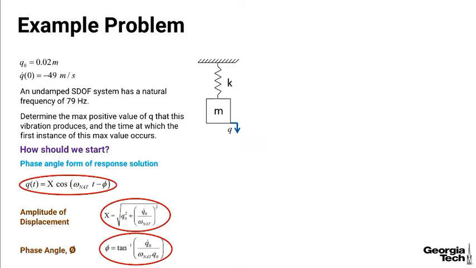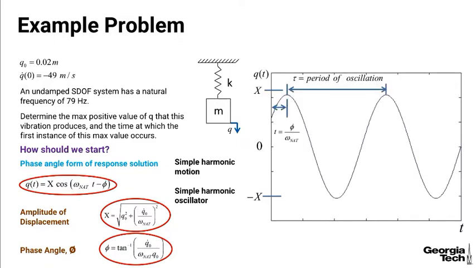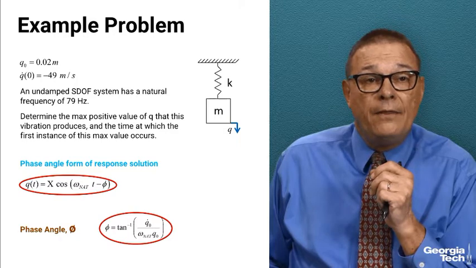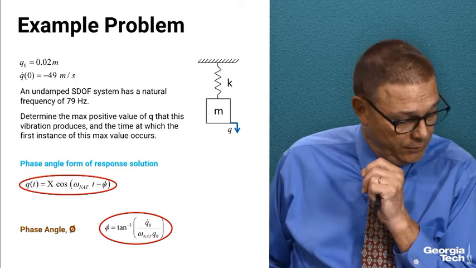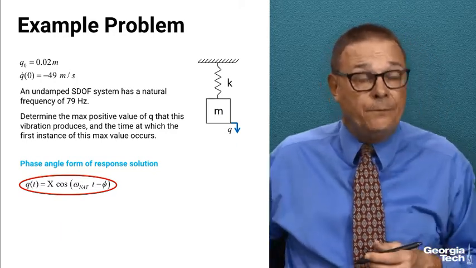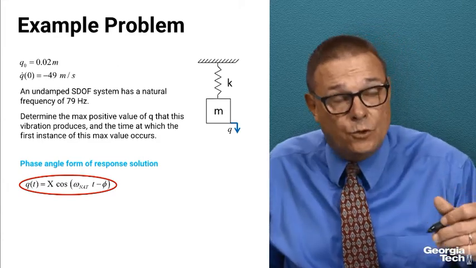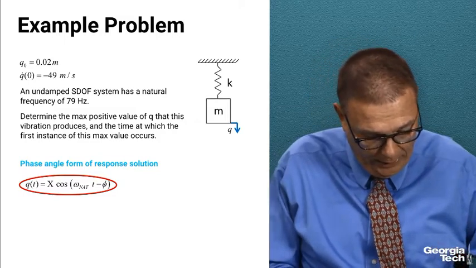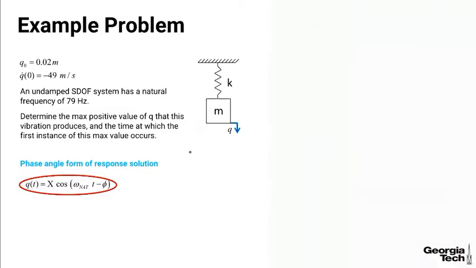And I gave this earlier, the phase angle solution with the amplitude of displacement and the phase angle. This is just a simple harmonic oscillator. This was a graph of that oscillation. And so there's the phase angle form, and there's the phase angle itself. In this case, for the natural frequency, it was given in hertz, and so I want to go ahead and write that in radians per second in our equation.